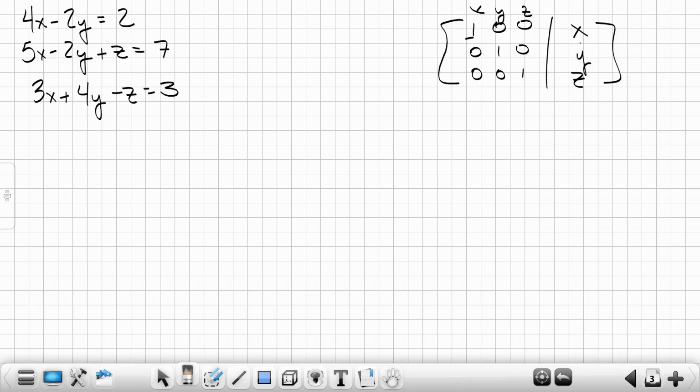Consider this like a puzzle. I'm going to write this set right here as a matrix in a second. We're trying to get it to look like this identity with our solutions to the side.